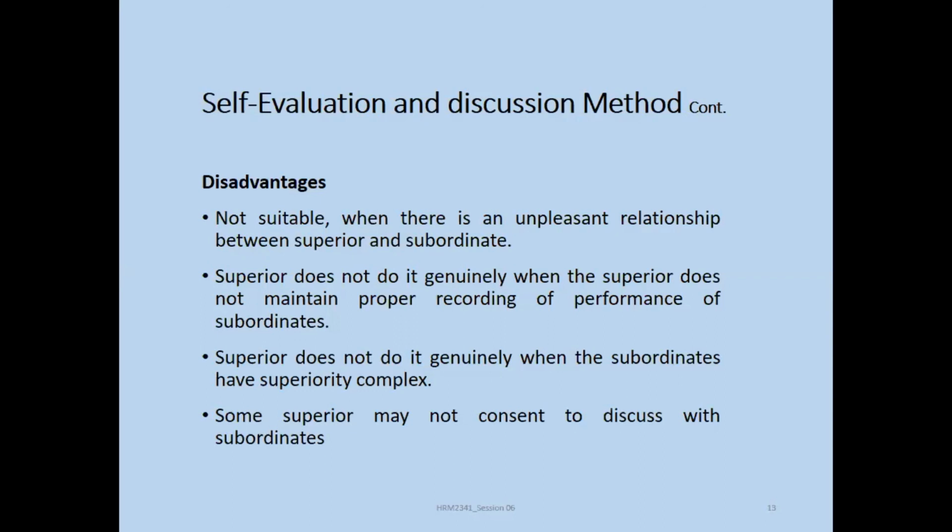The fourth and last disadvantage of the self-evaluation and discussion method: some superiors may not consent to discuss with the subordinate. Without any specific reason, most superiors do not like to discuss with the subordinate. They are maintaining their status levels. Therefore, the superior is not going to do discussion with the subordinate. If the superior has such an attitude, this method may not be applicable.